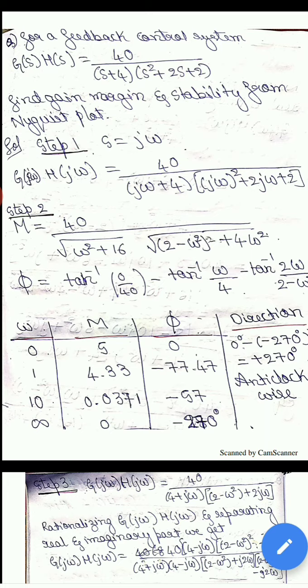First step, we need to replace s with j omega. G(j omega)H(j omega) is equal to 40 divided by (j omega plus 4) into ((j omega) square plus 2 j omega plus 2). First step, we need to replace s with j omega.